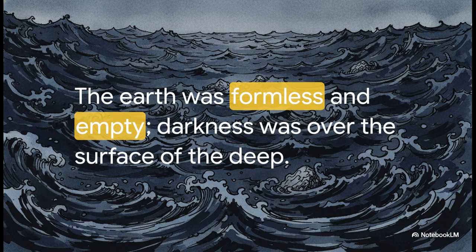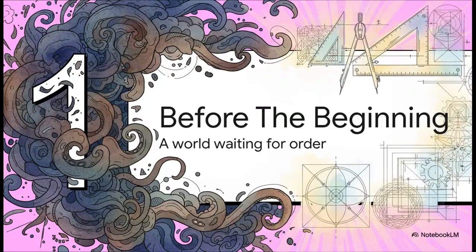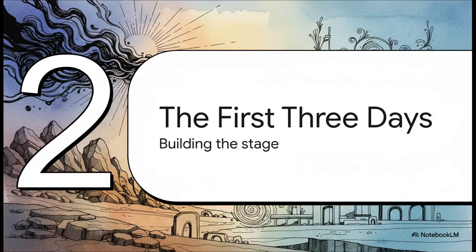The original Hebrew has this amazing phrase for it, tohu vabohu. It basically means formless and empty. Picture this, just total chaos, a dark, watery abyss. No structure, no order, nothing. And right there, that tells you something crucial. The story of Genesis 1 isn't really about creating something from absolutely nothing. It's a story about bringing order and function and purpose out of a state of total chaos. It's all about design.